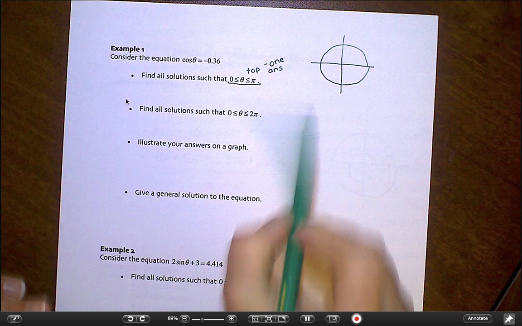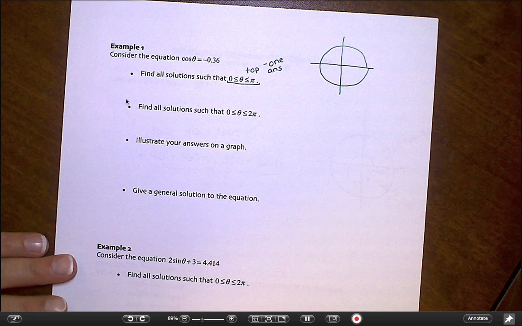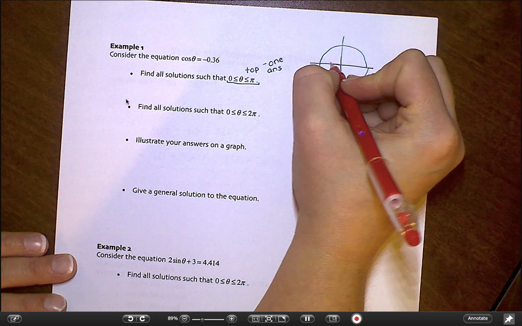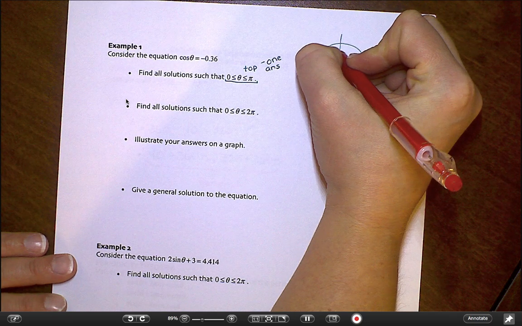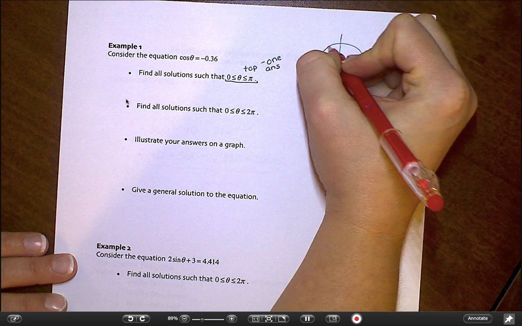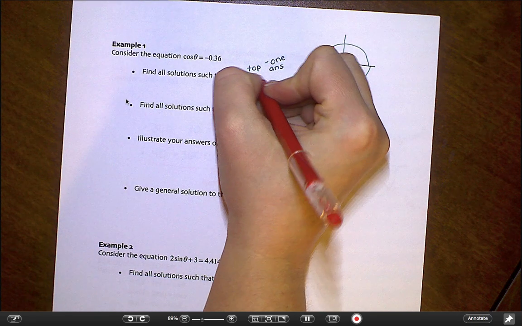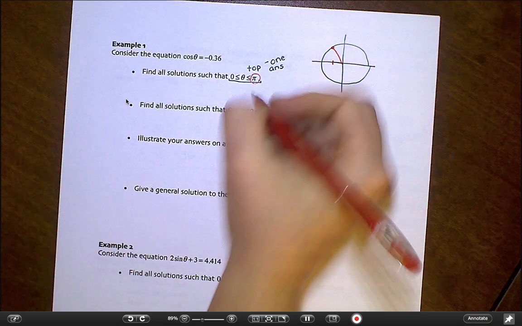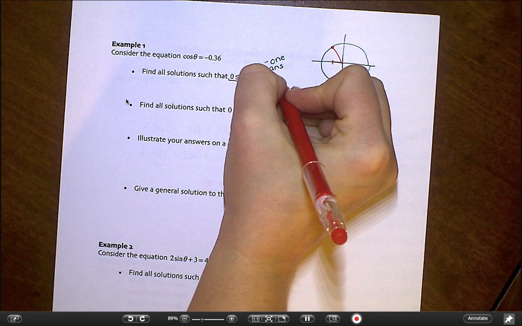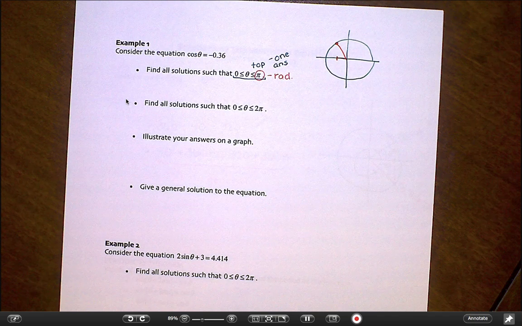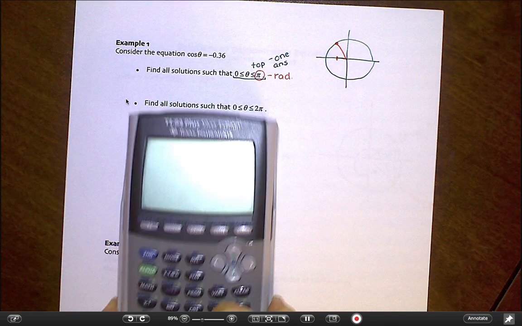Just so I can have a visual, if my cosine is negative 0.36, that means my x value is negative 0.36. And if I'm only looking at the top half of the circle, I'm probably looking at an angle about here. Now, the fact that they gave this to me with a pi in it tells me my calculator needs to be set in radians. But I am just going to do decimals for radians here. I'm not going to worry about converting back to values of pi.